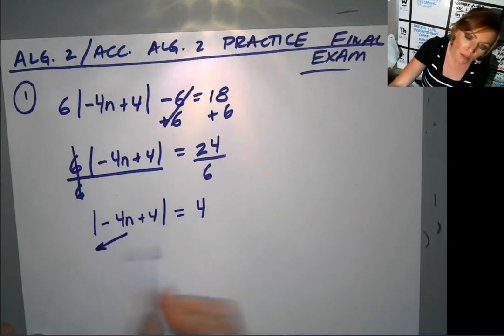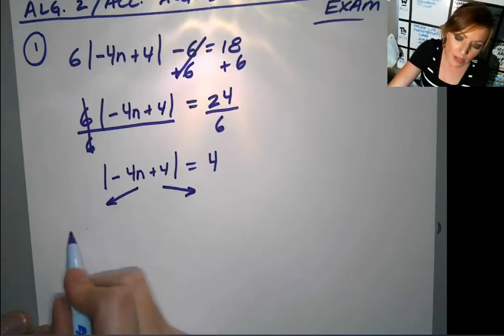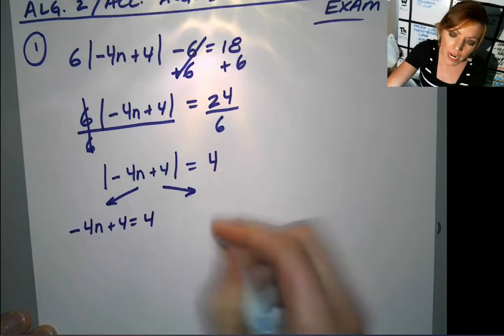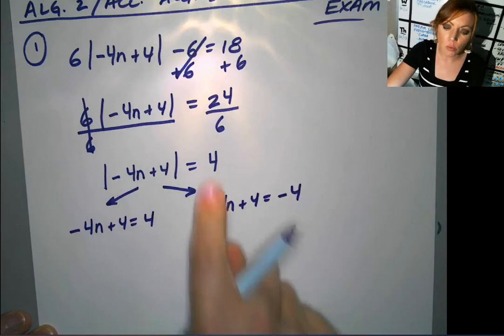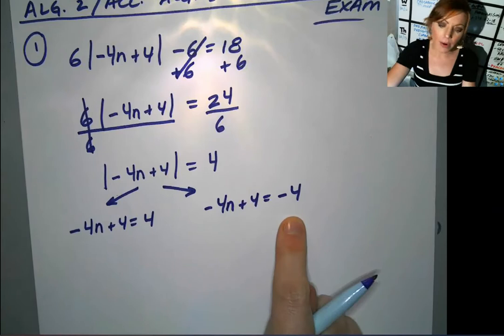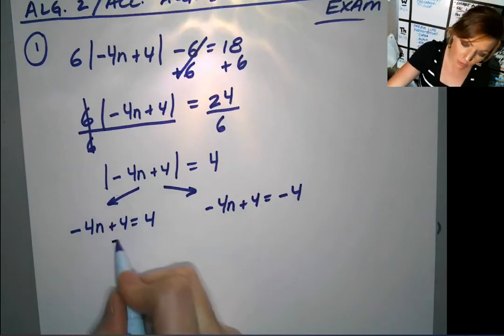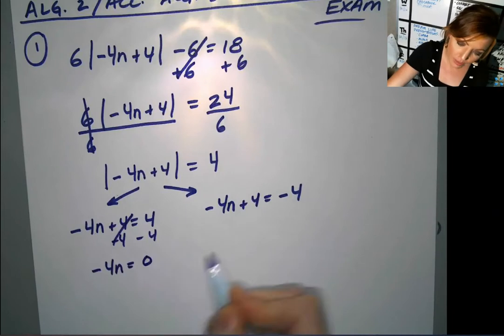From here, we want to separate this into 2 separate equations. One of them is negative 4n plus 4 equals positive 4, from over here, and negative 4n plus 4 equals negative 4. So we have a positive version of this number, and we have a negative version of this number. All right, so now we just want to solve both of these equations for n, and then we will be good to go. So we subtract 4, so negative 4n equals 0.